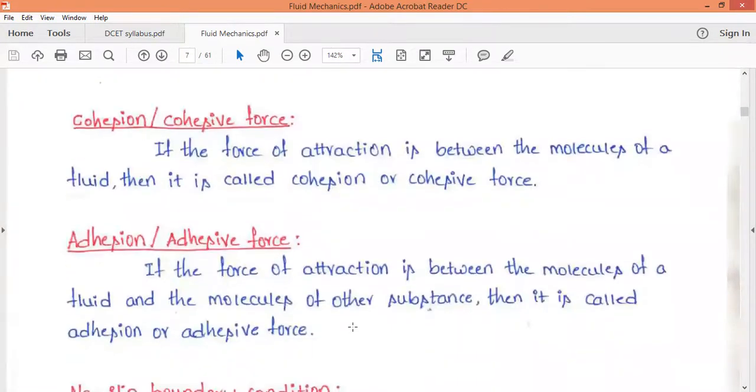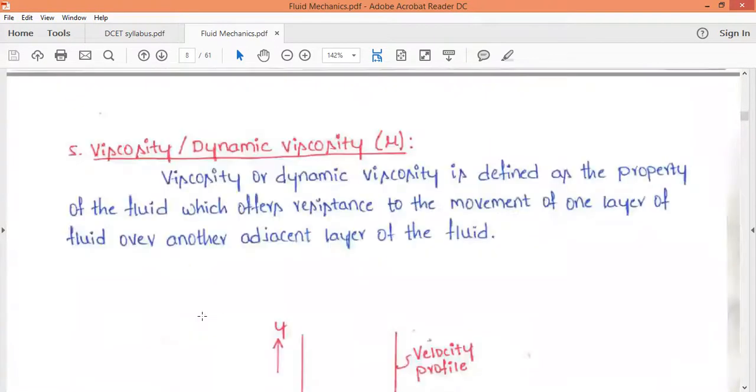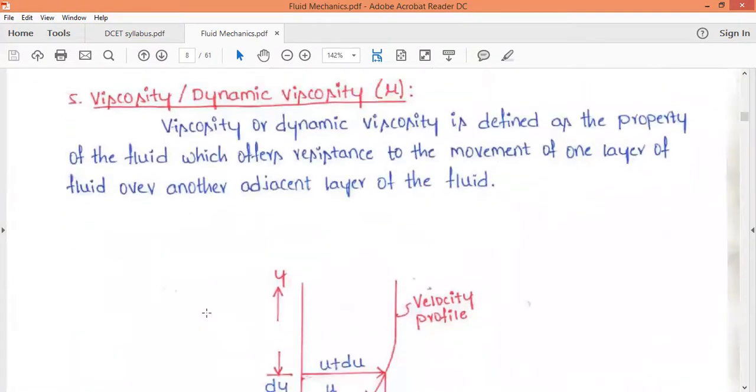Then cohesive force and adhesive force. If the force of attraction is between the molecules of the same fluid, then it is called cohesion. If the force of attraction is between the molecules of the fluid and the molecules of the other substance, meaning the molecules of the container, then we call that force an adhesive force.